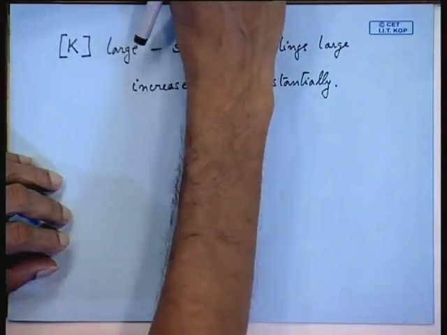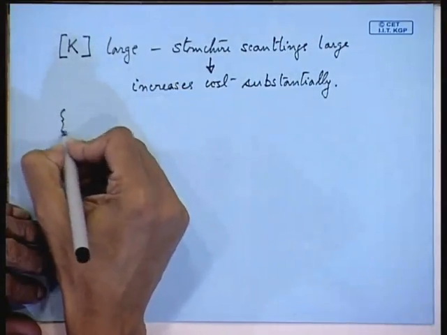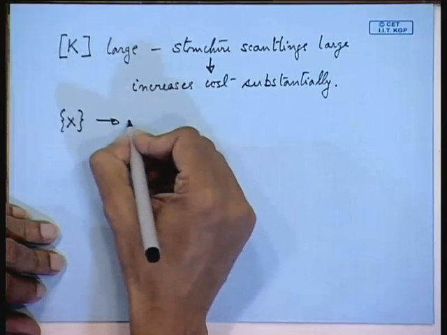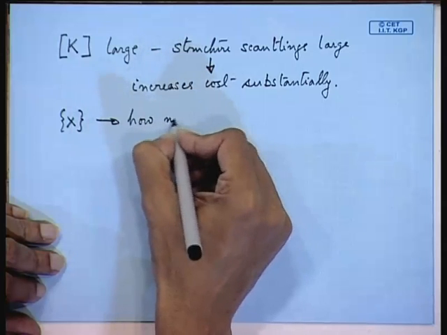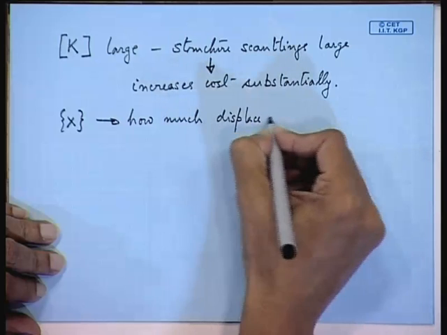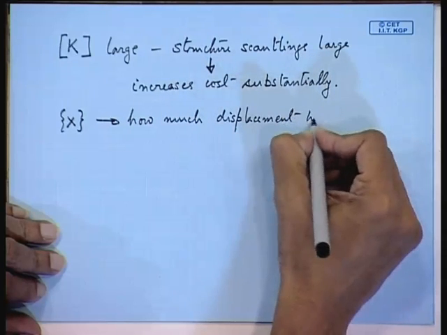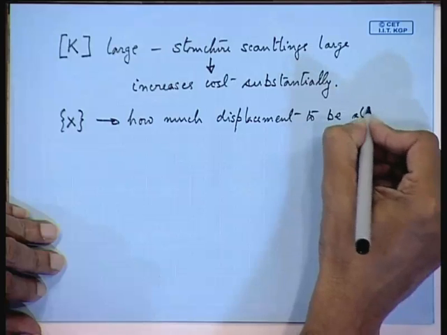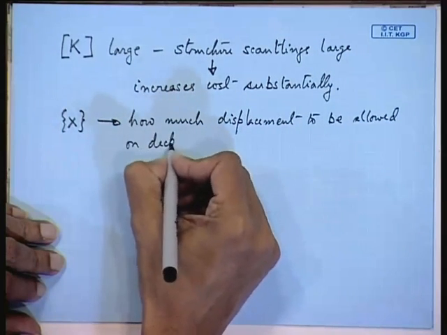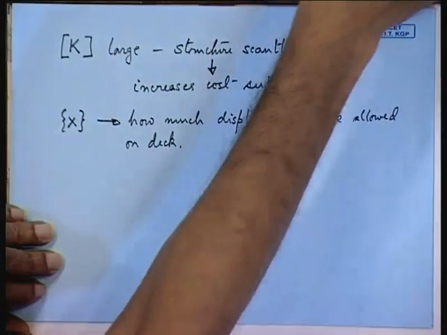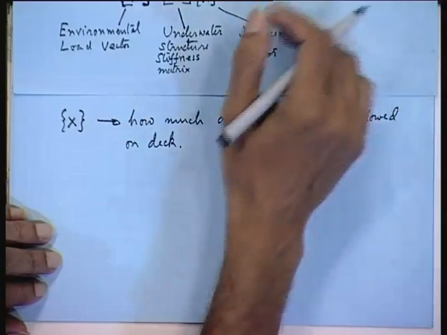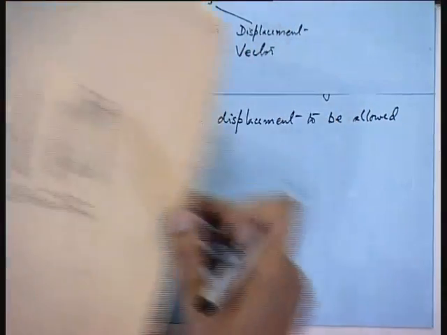Now, this displacement vector, this actually is how much displacement is to be allowed, where allowed on deck. These are the engineering considerations that you have to consider. Because you have too much deck displacement, as you can see in this structure.